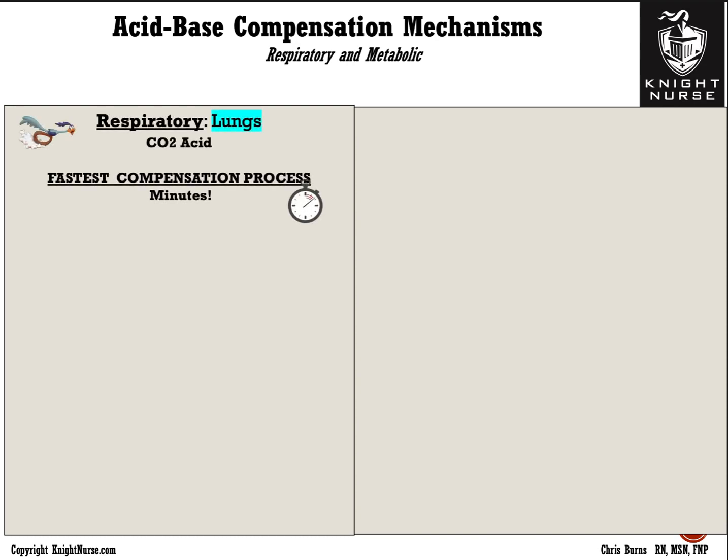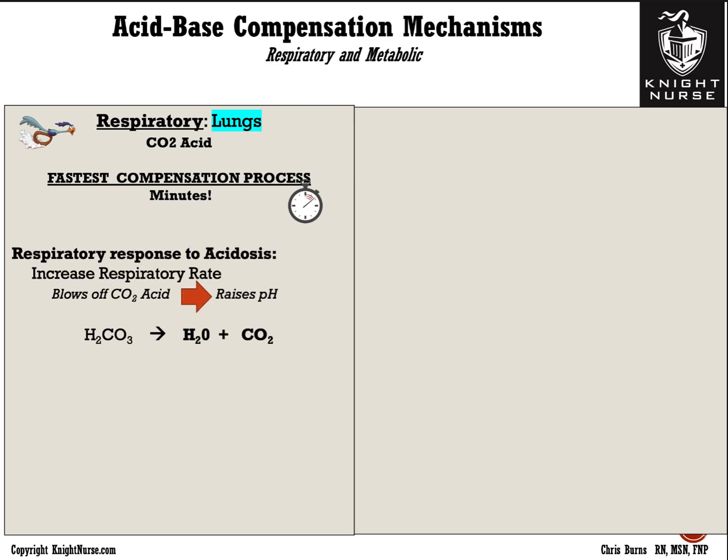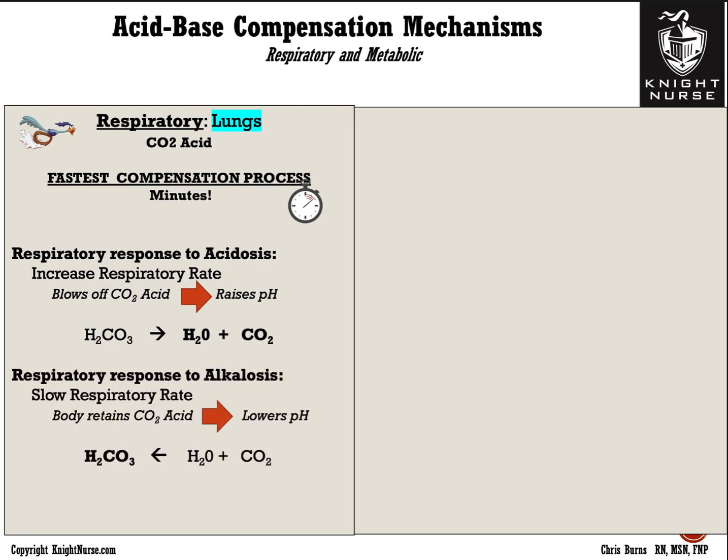So respiratory compensation: always think about the lungs, and you're always talking about dealing with carbon dioxide acid. It's the fastest compensation process, happening within minutes. It's not the most effective, but it happens very quickly. The respiratory response to acidosis, which would be too much acid, is to increase the respiratory rate and blow off CO2 acid and water vapor, and that will raise the pH and get it out of the acidosis realm. Perfect. Now, the respiratory response to alkalosis is to slow the respiratory rate. The body will then retain more carbon dioxide and water, and since carbon dioxide in the blood is an acid, you have more carbonic acid. So it corrects alkalosis. So it can move either way.